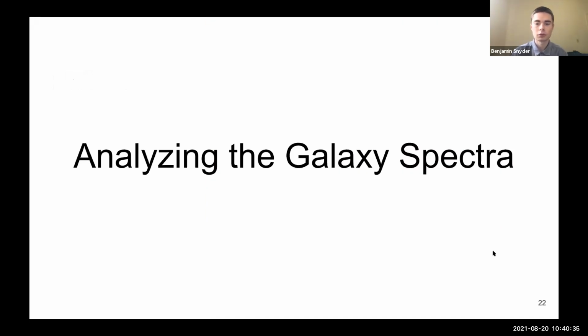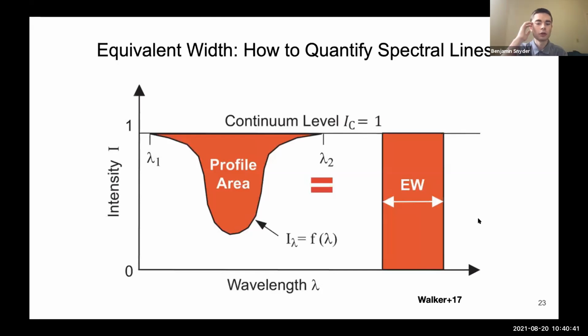Okay, so analyzing the galaxy spectra. First thing I need to introduce here is equivalent width. So say we have a spectral feature that we're interested in. To find the equivalent width, we normalize the continuum level down to 1, and then we just take the integral of that spectral feature. This can be done for emission lines as well as absorption lines. And that's a way to quantify the strength of the spectral features, basically.